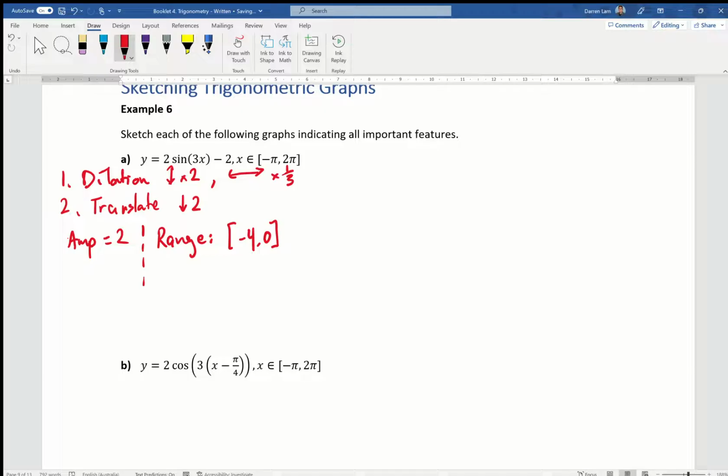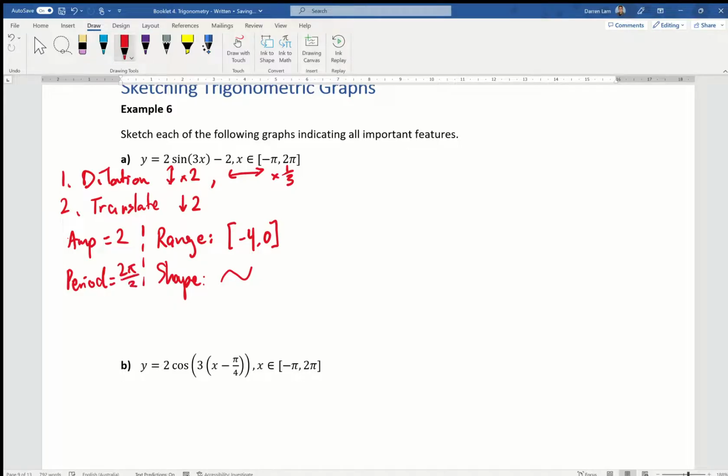I know the shape of the graph is just going to be a normal sine function. It seems very obvious, but I feel like it's very important to include that. And of course, our period is going to equal, and hopefully you remember, 2 pi on n. Sound familiar? 2 pi on 3.